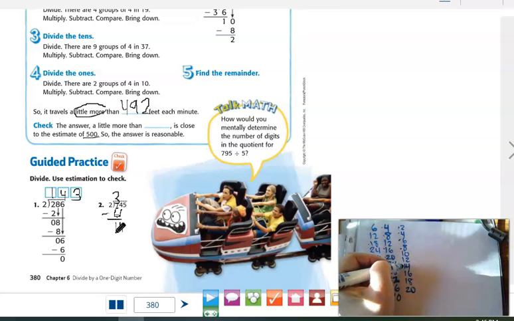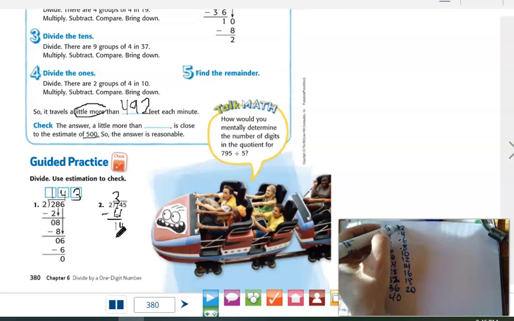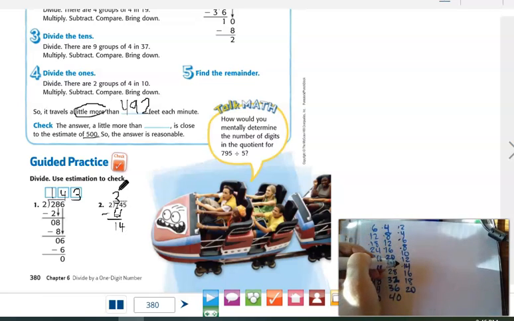So 14 is on my list. It is 1, 2, 3, 4, 5, 6, 7 jumps down. So that's going to put a 7 in my tens place. And 7 times 2 is 14. Subtract, I'm going to get 0. And I'm going to bring down my 5. 5 is not on my list of 2's. 5 is not a multiple of 2.